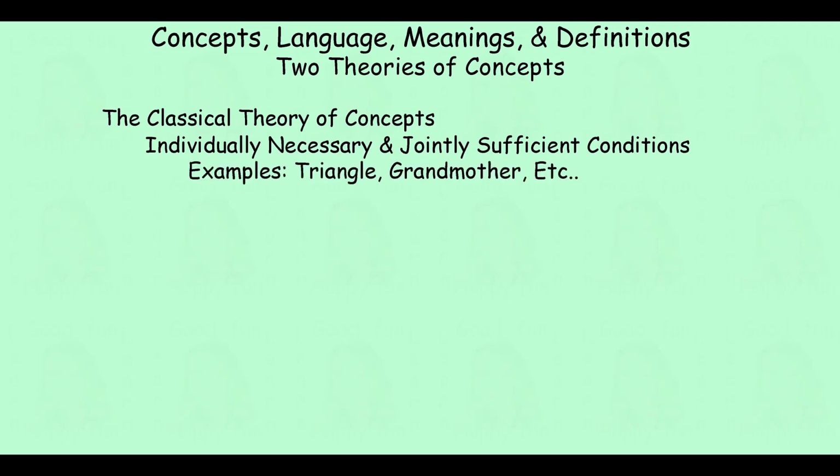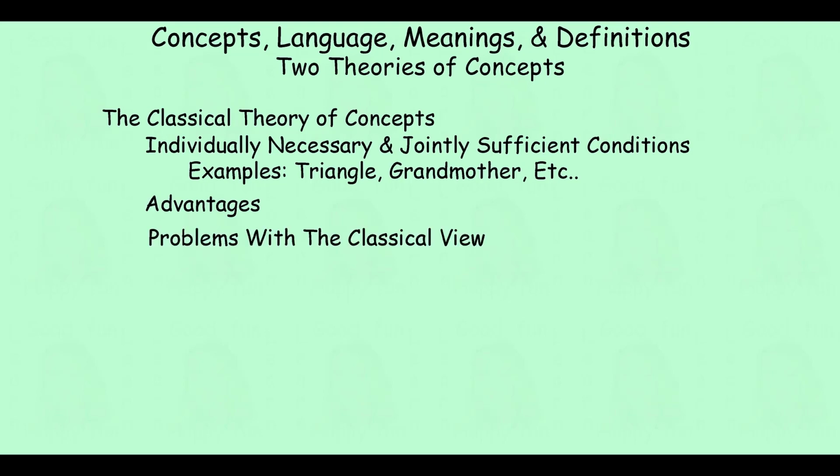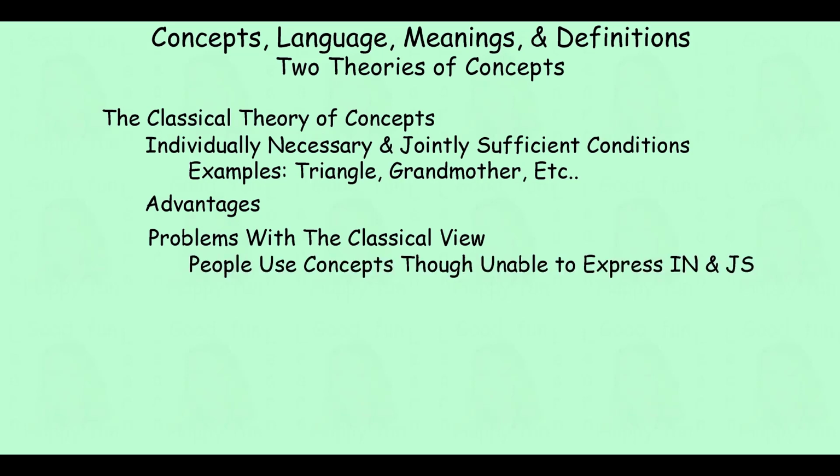corresponding to the concept. We'll list a number of concepts that are amenable to this sort of approach, as well as other advantages that the classical theory of concepts might claim for itself. Then we'll turn our attention to problems with the classical view. We'll begin by noticing that people use concepts with great facility and ease despite being unable to express the set of individually necessary and jointly sufficient conditions that would be required under the classical theory of concepts. We'll use furniture to illustrate this point.